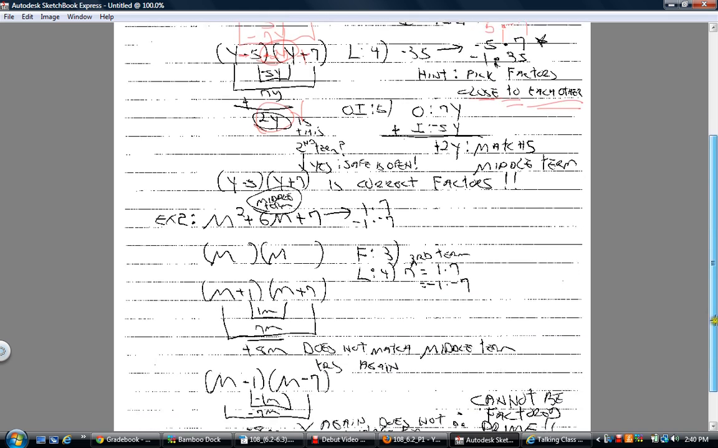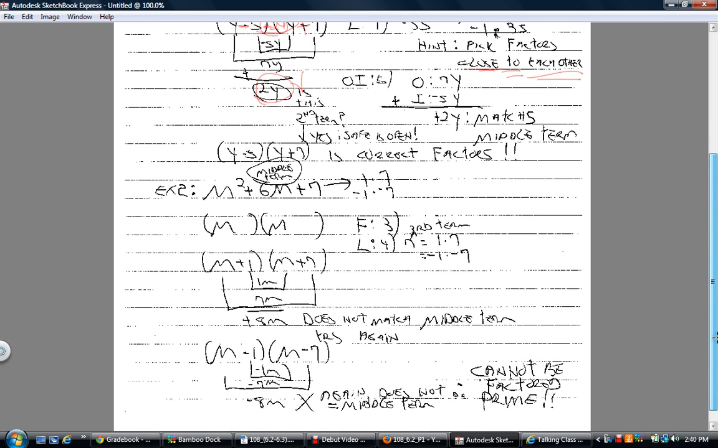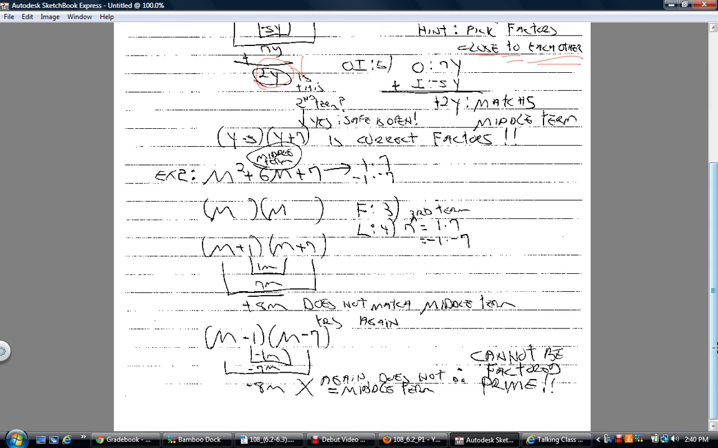Okay, so let's look at example 2. Now, sometimes you can get some doozies. They can look kind of innocent looking. Factor m squared plus 6m plus 7. You're like, doesn't look too bad. You give yourself parentheses. You give yourself an m and an m equals the first term. Then you look at the 7 and it's a plus 7. Your only options are positive 1 times positive 7 or negative 1 times negative 7.